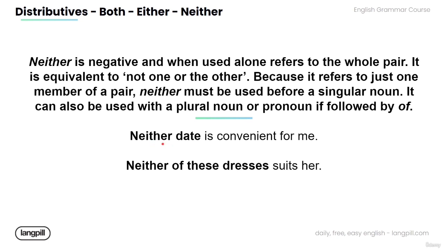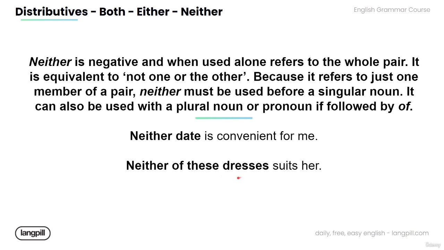Or, in our other example, you have an apple and an orange. Which fruit do you want to eat? If you don't like apple or orange, then you would say neither fruit. Neither fruit is good. I don't want any of them. And again, just like with either, if you add of, then your noun that follows is going to be the plural of those items, right?